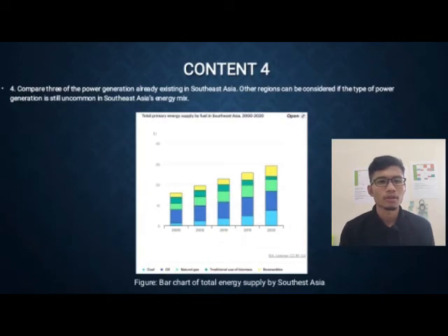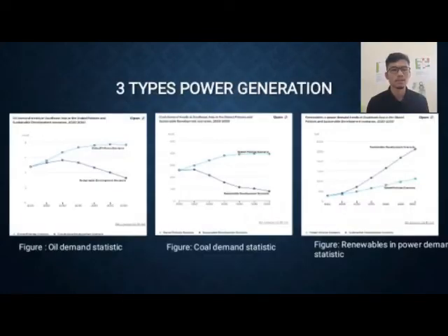Next, for content 4, the question is, compare 3 of the power generation sources already existing in Southeast Asia. This slide shows a bar chart of total energy supply in Southeast Asia of 5 types of power generation. There are coal, oil, natural gas, traditional biomass, and renewable energy. The 3 of them that I choose are oil, coal, and renewable.